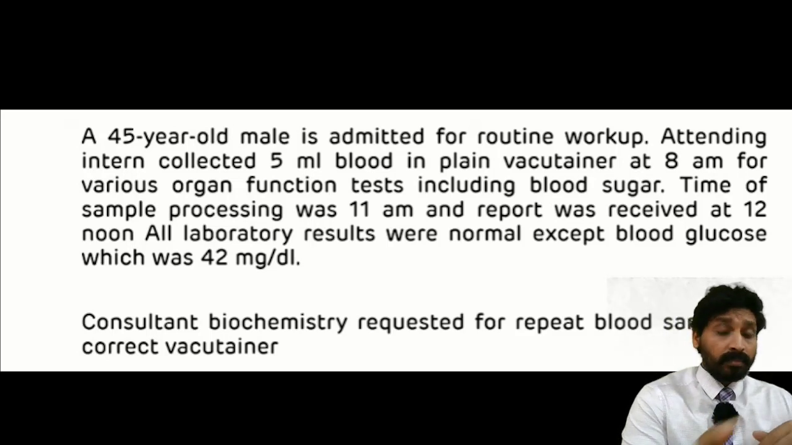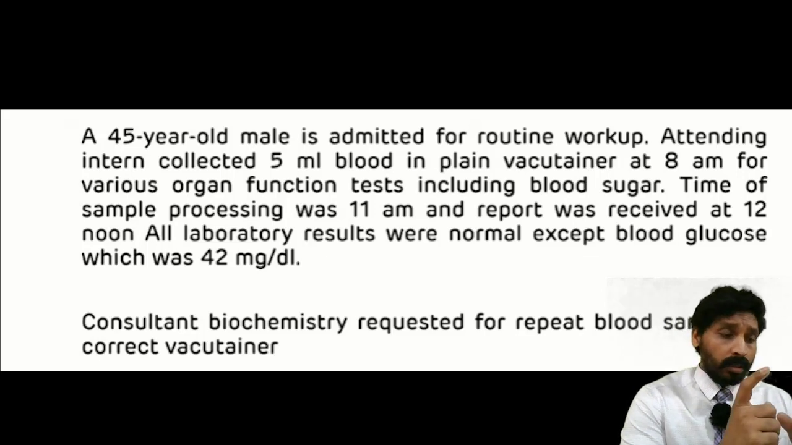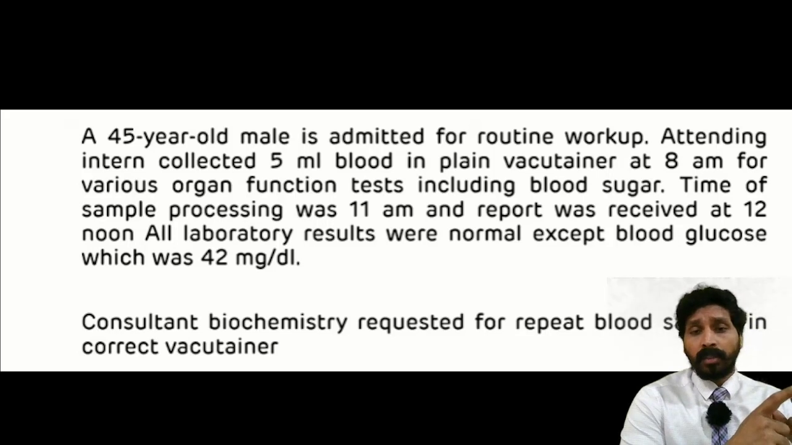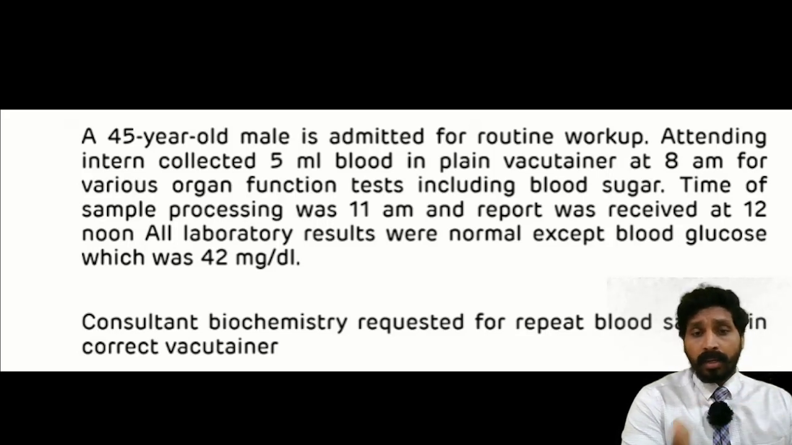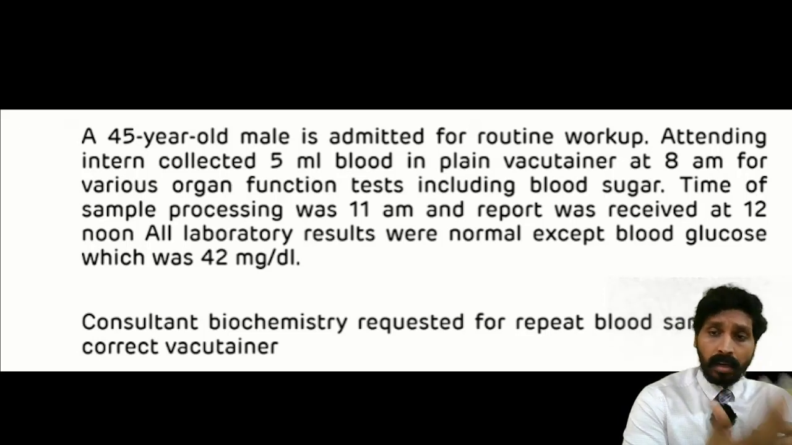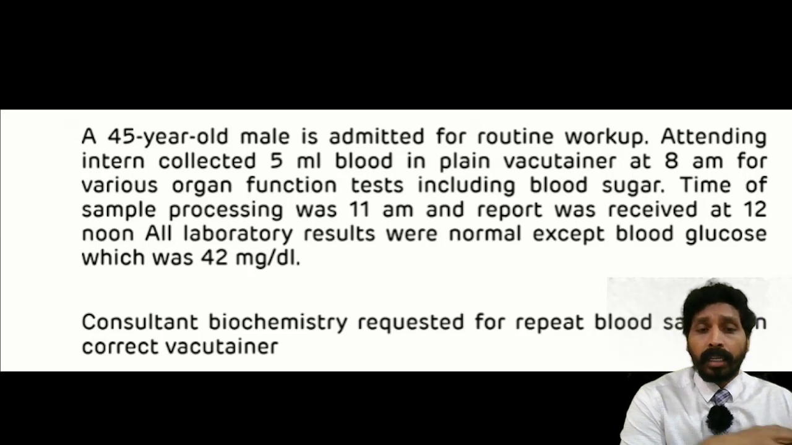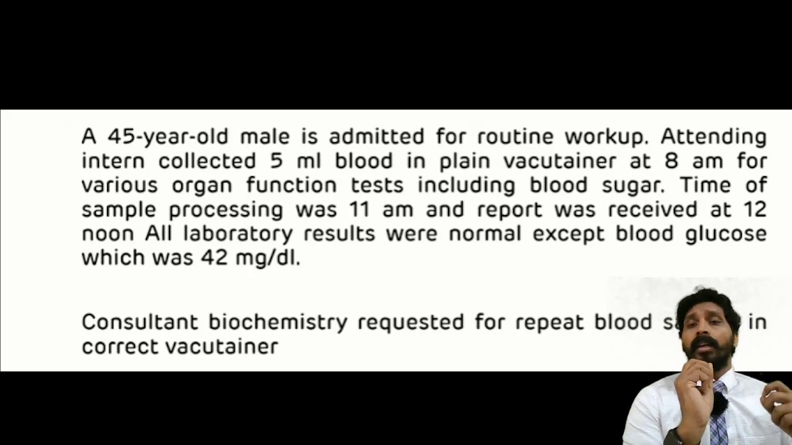So here, 42 milligrams per deciliter is like a hypoglycemic condition, but the patient is normal, right? So what happened? The time of blood collection was 8 a.m. and the processing of the blood was at 11 o'clock, so 3 hours. What happened? Otherwise, 42 mg per dl is a hypoglycemic condition. So the consultant biochemist requested a repeat blood sample in the correct vacuum tube. Here the mistake was collecting the blood in a plain vacuum tube.